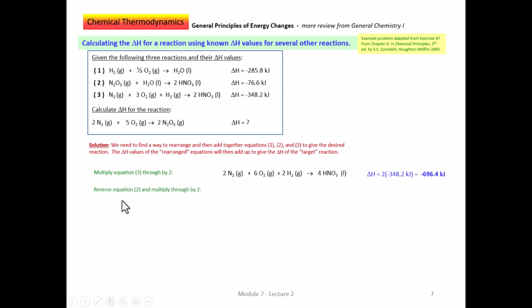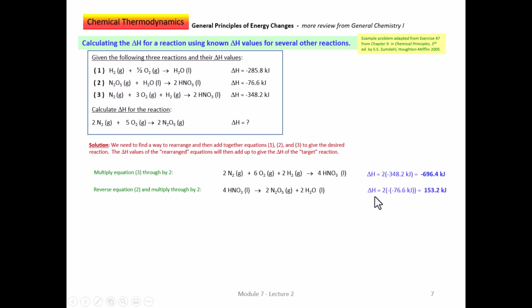I'm now going to take equation 2 and reverse it and multiply through by 2. Well, why would I reverse equation 2? The reason I'd reverse it is because in the target, N2O5 is to the right of the arrow. It's a product. So I'm going to reverse this reaction, so N2O5 is a product. I'm then going to multiply through by 2 because I want 2 moles of N2O5.